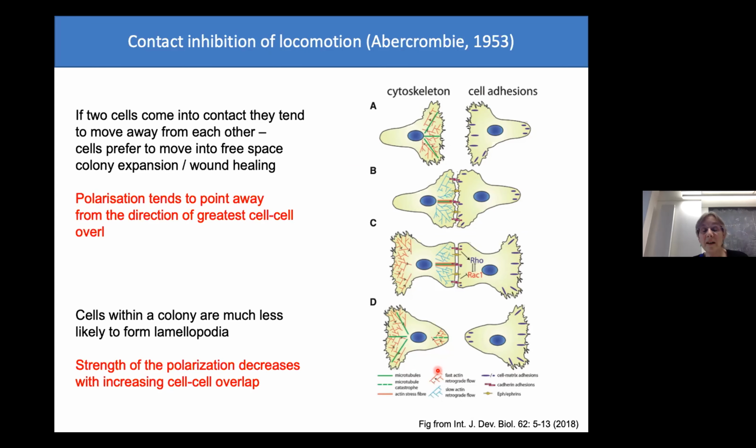It was first written down ages ago by Abercrombie, who apparently was at Oxford, I discovered when I was looking him up. And the original paper said that if two cells come into contact, they really don't like each other. They tend to move away from each other, and then they come together. There's some sort of chemical signaling, and then they move away again. And you can easily put this in the model because you can get the polarization to point away from the direction of greatest cell-cell overlap.